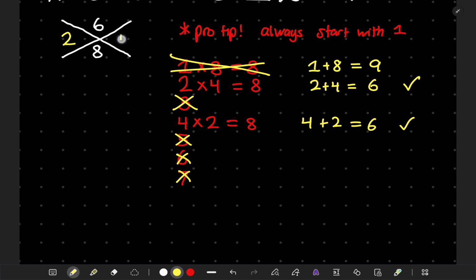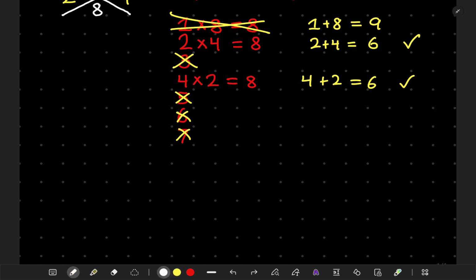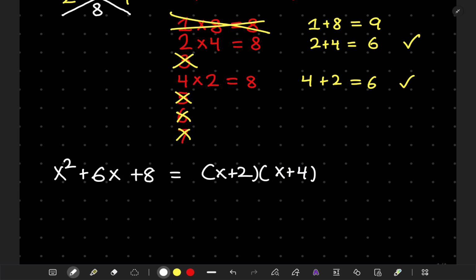So 2 and 4. We just completed the X method. And luckily, the X method tells us that these two answers are what we're going to put inside. So from this, our answer is going to be x squared plus 6x plus 8 equals (x plus 2)(x plus 4). And that is our final answer.